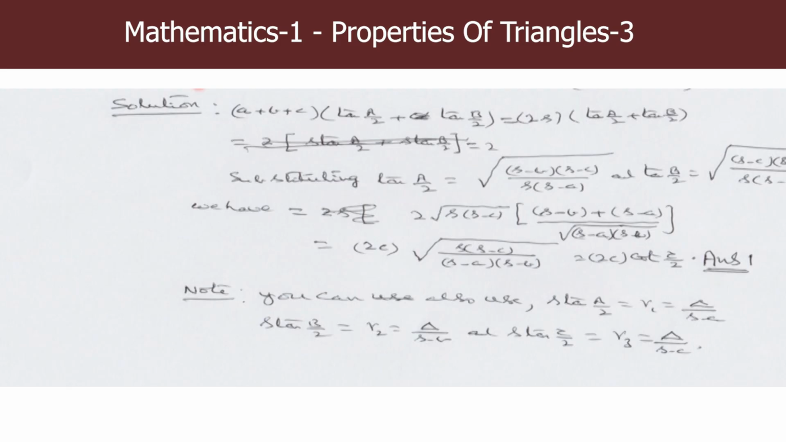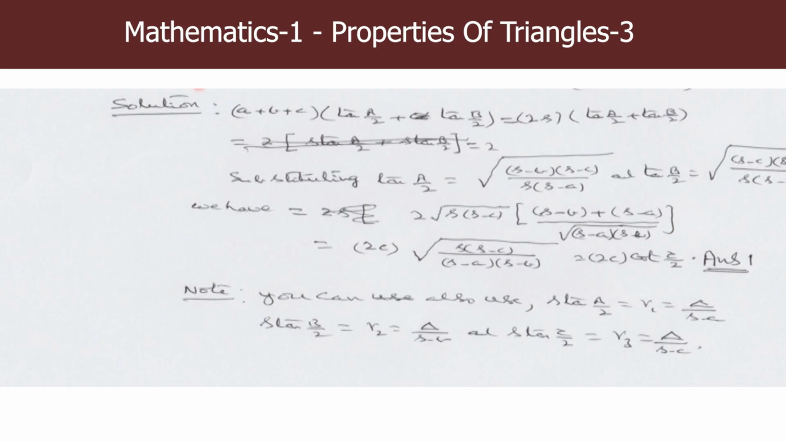So 2C into square root of S(S minus C) by (S minus A)(S minus B), which is nothing but cot C by 2. The square root of S(S minus C) by (S minus A)(S minus B) is nothing but cot C by 2. So that is 2C cot C by 2. So the answer is option number 1.